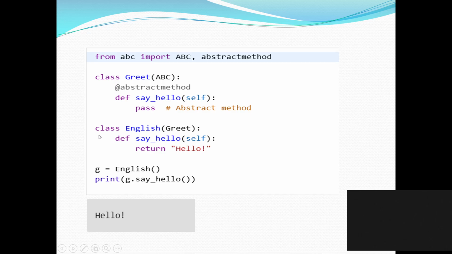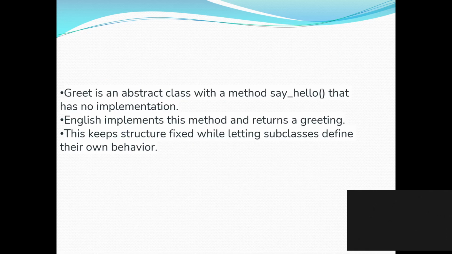Then we have class English, which inherits Greet. What does it do? There is a method called say_hello(self) which returns "hello". If I say g equals English and print g.say_hello, it returns hello, that's it. There is nothing called Greet visible right now, so this thing is hidden from us. Greet is an abstract class with the method say_hello that has no implementation. English implements this method and returns a greeting. This keeps the structure fixed while letting the subclass define its own behavior.